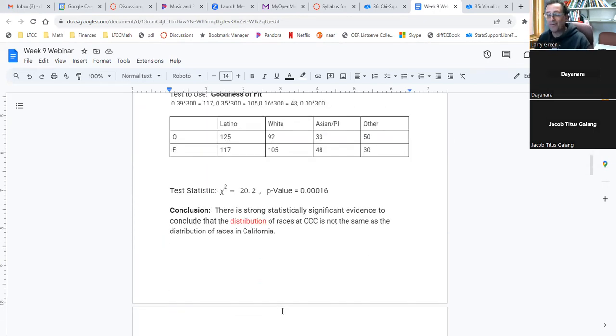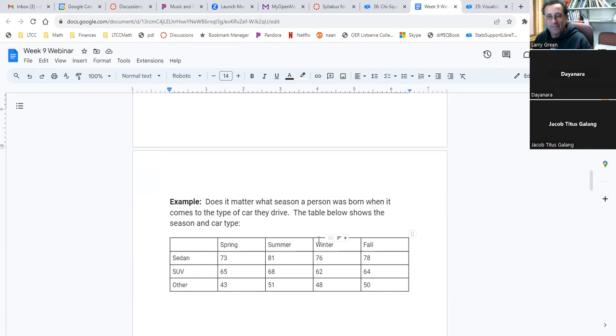Okay, ready for another example? Unless there's any questions about this one first. Okay, so this one's going to be different. Does it matter what season a person was born when it comes to the type of car they drive? You ever thought about something like that? I don't know when you were born. I was born in the summer, by the way.